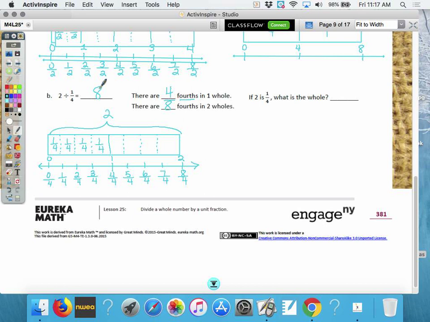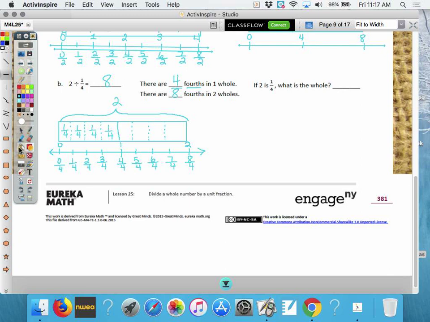Okay. Let's do the next tape diagram. Did you already do this one over here? Whoops. I'm having a bad day. Forgot to switch it to rectangle.